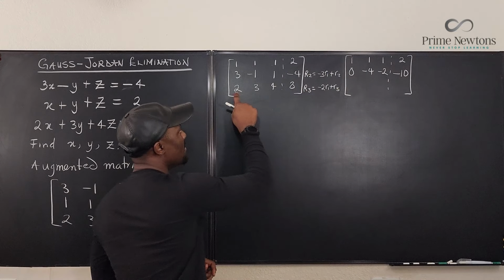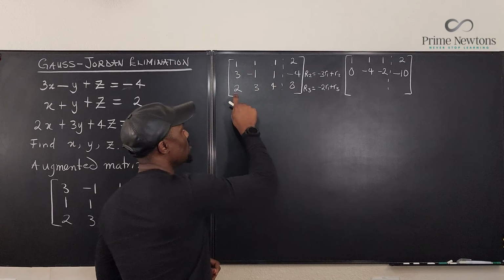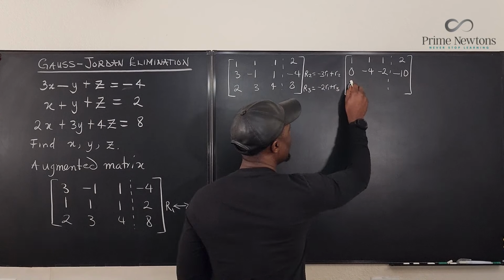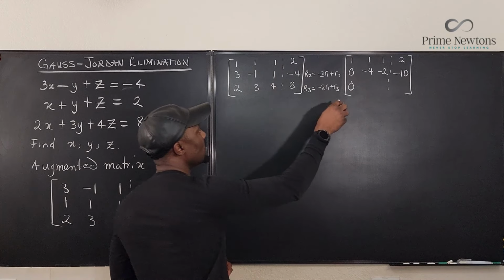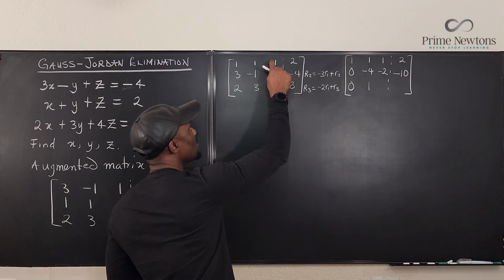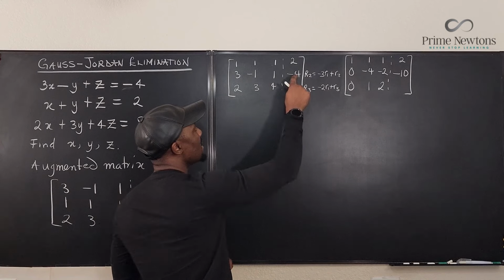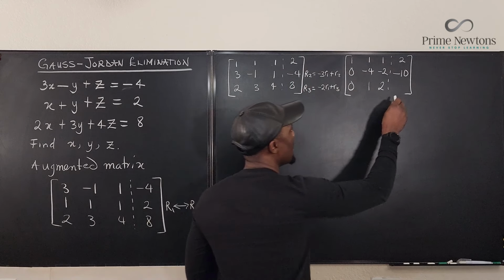Nice. So we go to the bottom one. It's going to be this row minus 2 of the first row. 2 minus 2 is 0. And then 3 minus 2 is 1. And 4 minus 2 is 2. And then you have 8 minus 4 is 4.